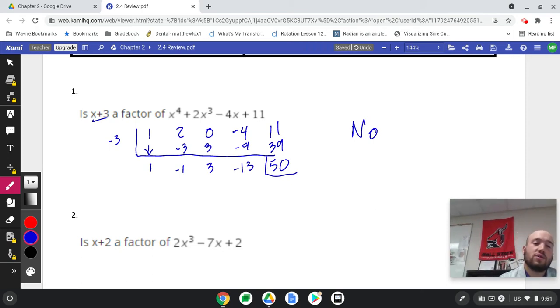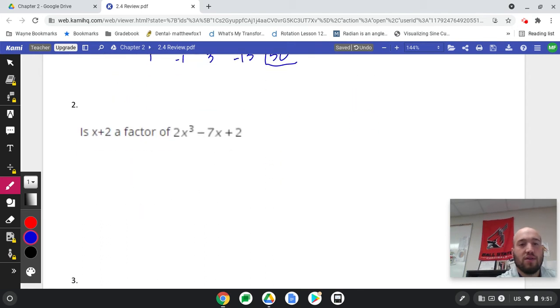Now, I'd like you guys to try number 2 at home. If you weren't at school and didn't get this paper, you can find the PDF in our folder for today, which is the 27th of October.